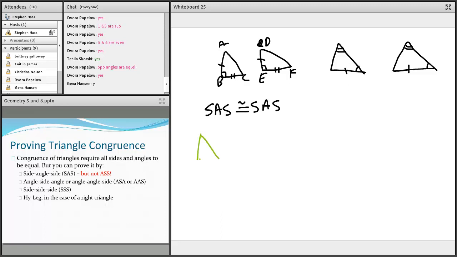So you're correct about that. Let's say I have two triangles like this, and I prove that this side is equal to this side, and this angle is equal to this angle. Have I proven that the two green triangles are congruent to each other? The answer is no, not yet, because I've only proven side angle. I haven't proven side angle side.